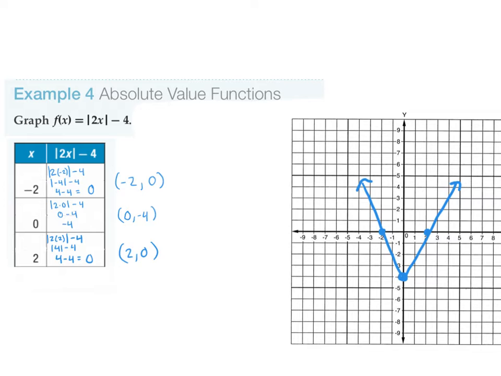Any questions here? Anytime you see an absolute value in your function, you know your graph is going to be in the shape of a V. Ready for the next example? Okay.